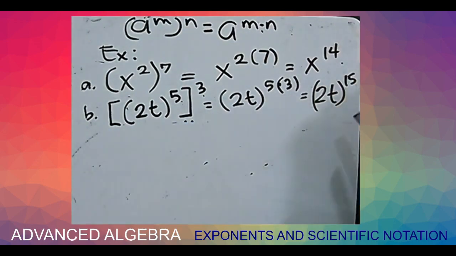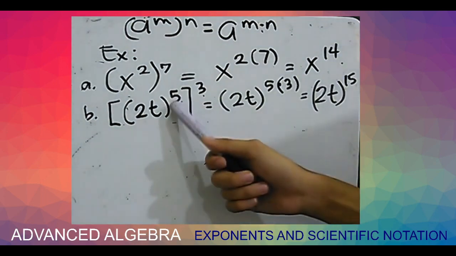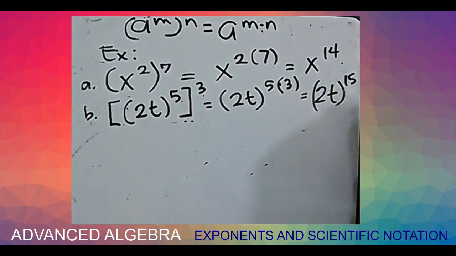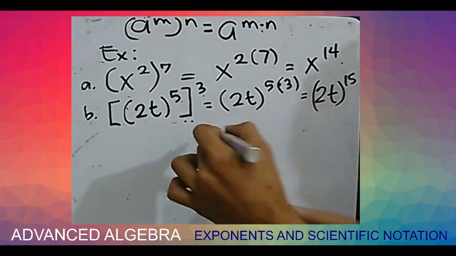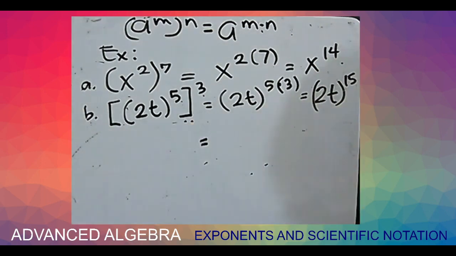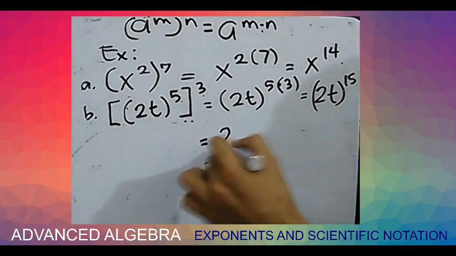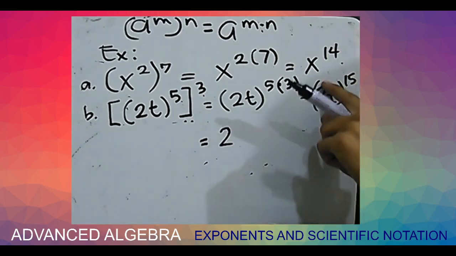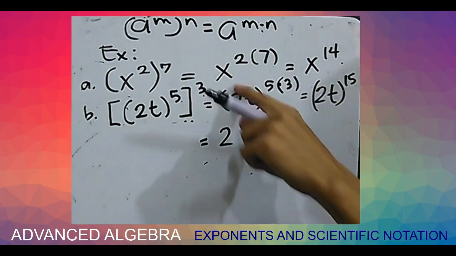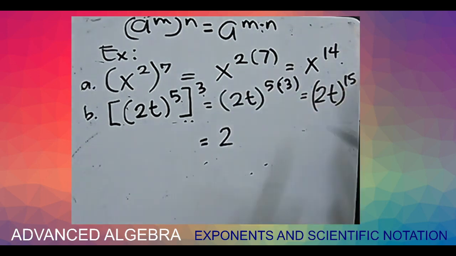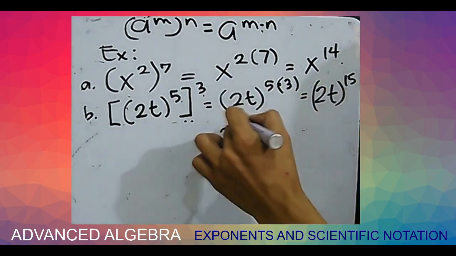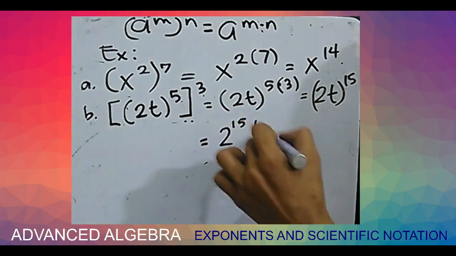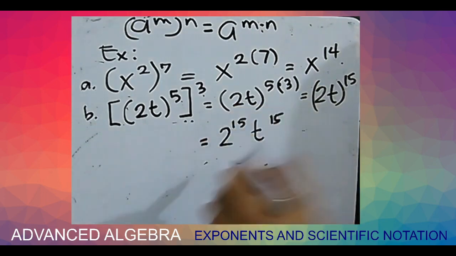So, nakukuha na natin ang 15. Pinag-times na natin si 5 at si 3, kaya nakuha natin ang exponent niya sa labas. Next naman, i-distribute natin siya sa loob. Ang magiging exponent ng 2 ay 15. First power, di ba? Pag walang nakasulat, ibig sabihin, 1 ang exponent niya. So, 1 times 15 is 15. Then, t ay 15 din.